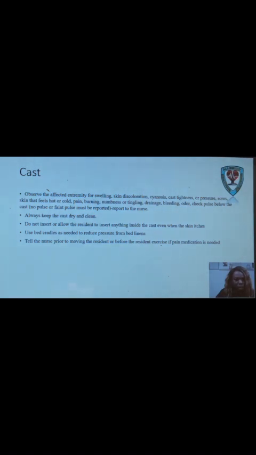So if the person has a cast on their foot or on their leg, you can place the cradle at the foot of the bed, and it simply allows the linen to flow over the legs or the foot. It prevents the linen from actually touching the leg or the foot. That's the bed cradle, and you can use that as needed to reduce pressure on the leg or foot that has the cast in place. You want to tell the nurse prior to moving the resident or before the resident begins to exercise, just in case pain medicine is needed.